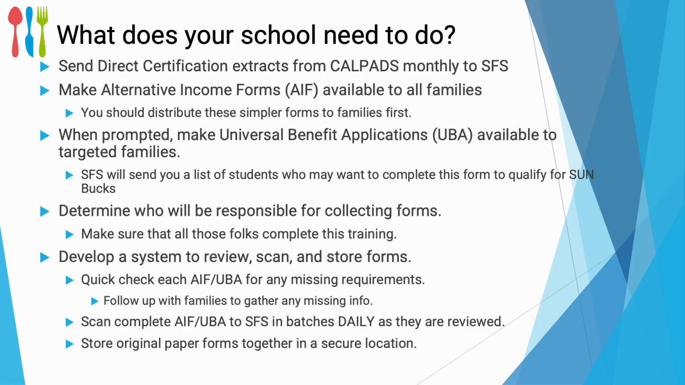We ask that your school determines who's going to be responsible for collecting these forms. That could be one person, a team of people. Make sure that everyone involved has completed this training, and then have that team develop a system for reviewing, scanning, and storing the forms. Every time a form, either an alternative income form or a universal benefit application, is submitted, it needs to get checked to make sure it has everything it needs. And then it needs to get scanned in daily batches to School Food Solutions so that we can process them. And then you need to store those original paper forms somewhere securely. So let's get into all of that.